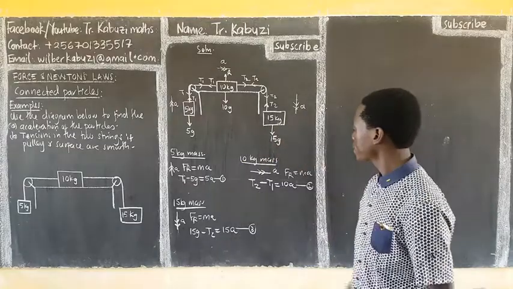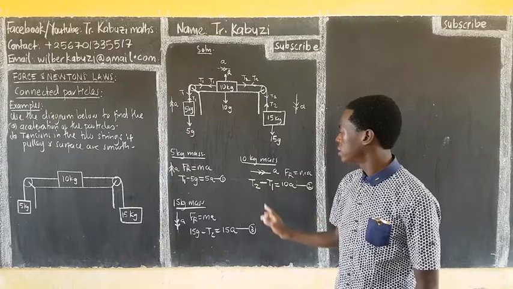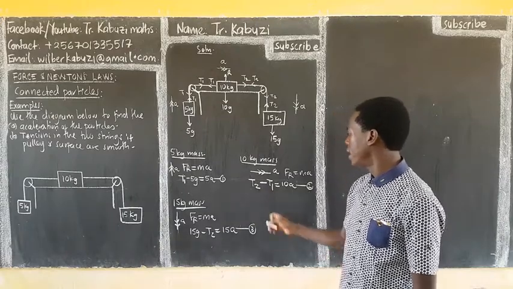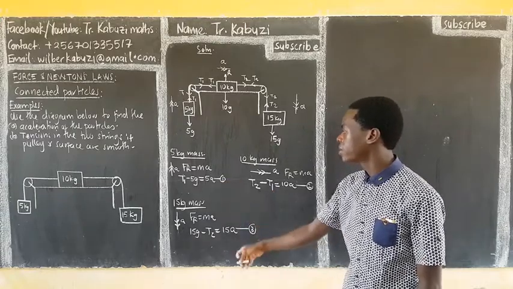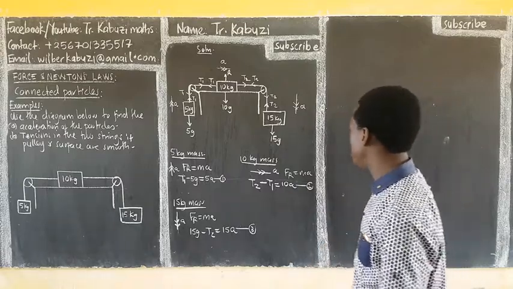You see, I have here T1 and T2. Here I have T1 and here I have T2. So all I need is to make one the subject and substitute here or here. You make one the subject and substitute, and you have the same. Then you solve simultaneously. So now look at this.